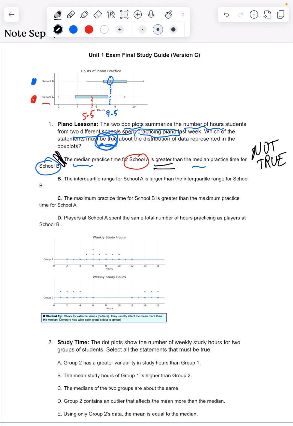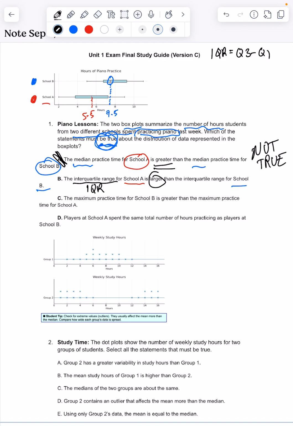And then it says the interquartile range, right? So interquartile range is the same thing as the IQR. So I'm gonna make a note for myself. For school A, it says that it's gonna be larger than the IQR for school B. So in this case, I'll have to figure out the IQR for both of these. So if you could recall, IQR is found by doing Q3 minus Q1.